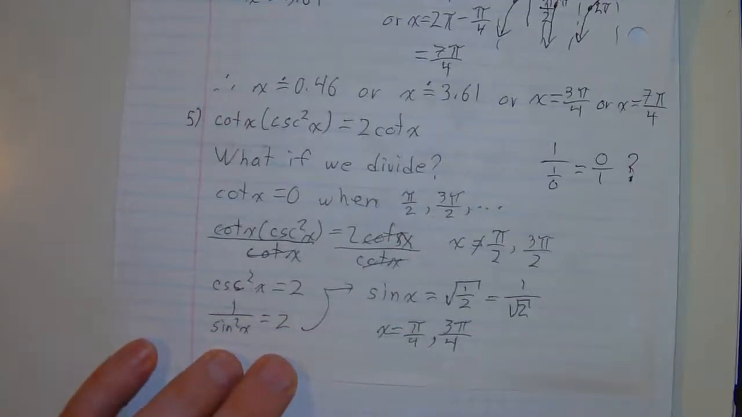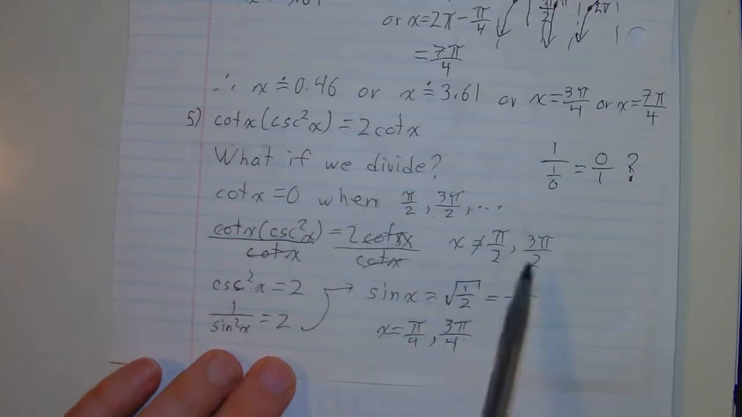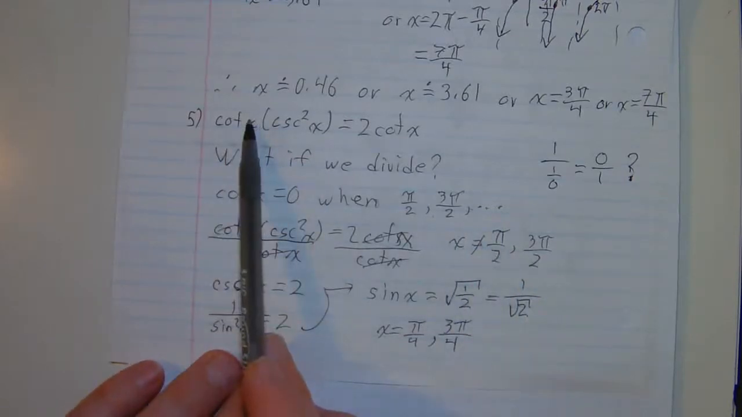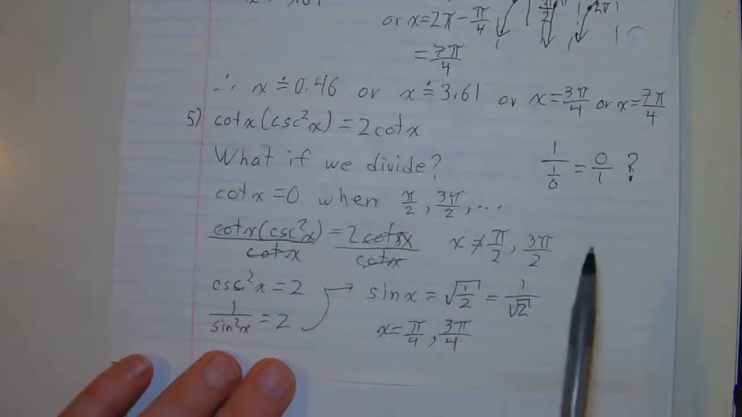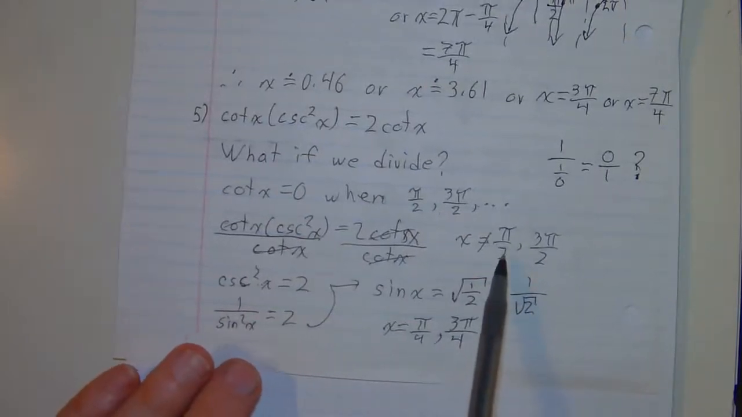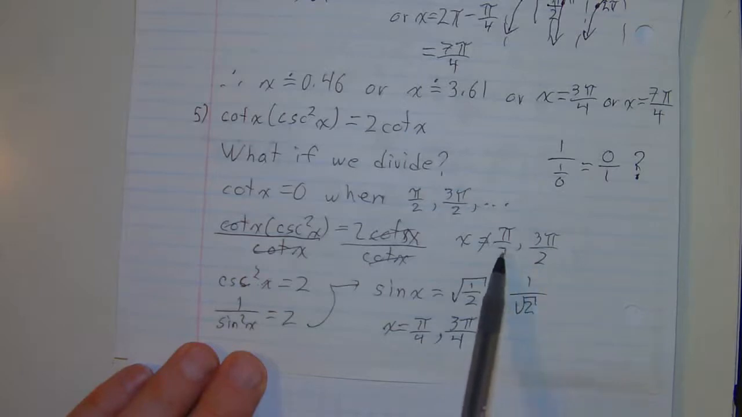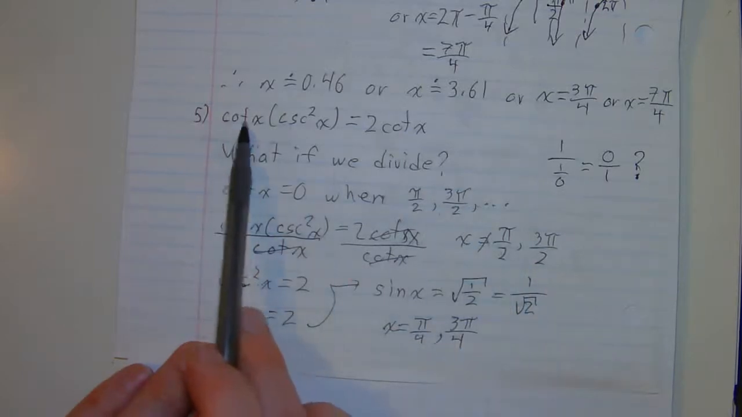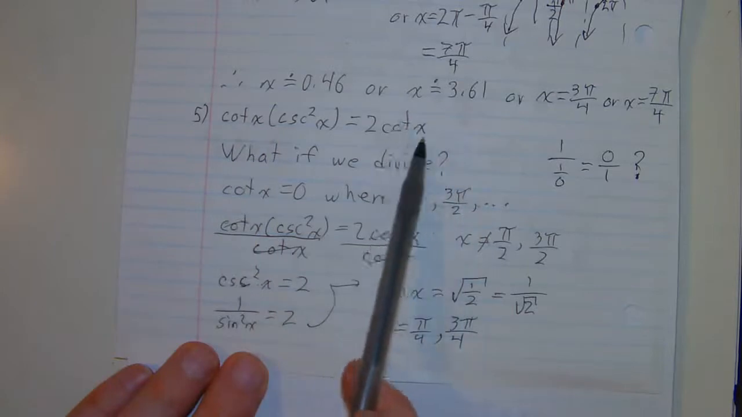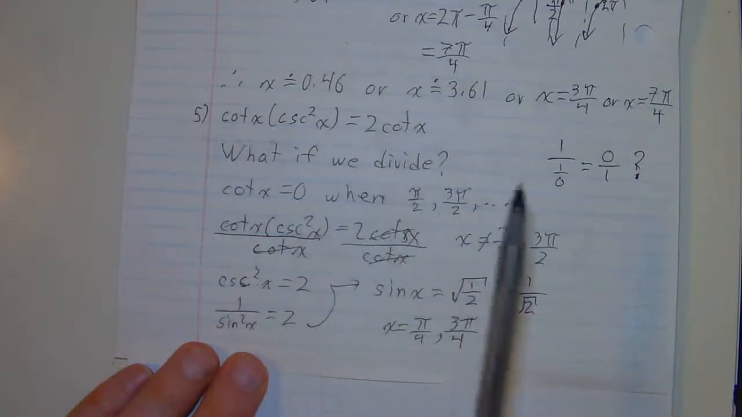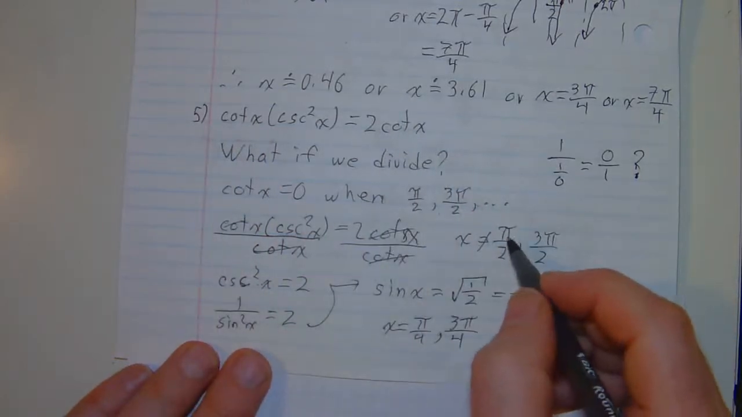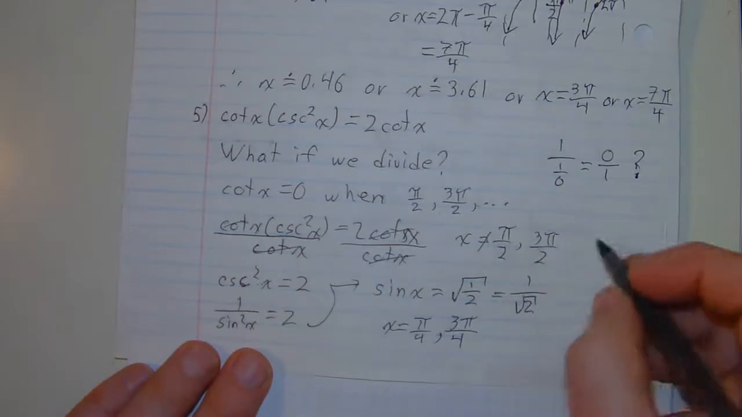All right. So what about these values here? Well, there's two ways that we can handle it. One is we can just sub them back into the original equation and check. So cotangent of pi by 2 is 0. So this term is going to be 0, and this term is going to be 0, and that's going to make the whole thing 0. So those are actually values.